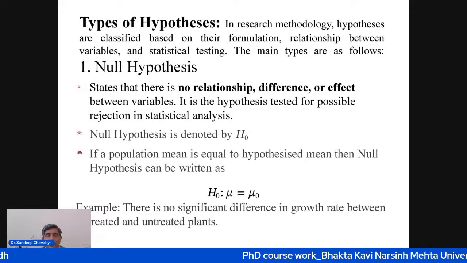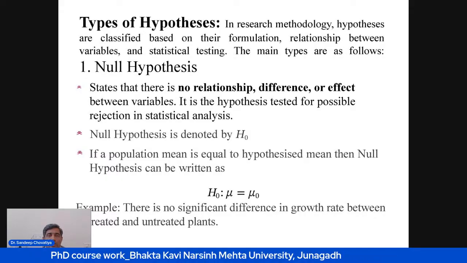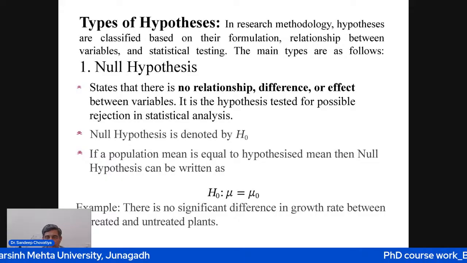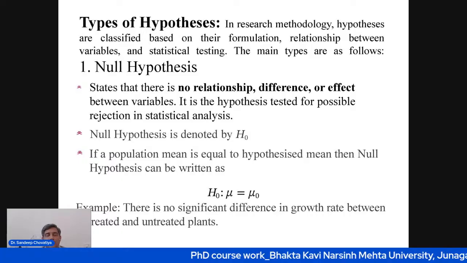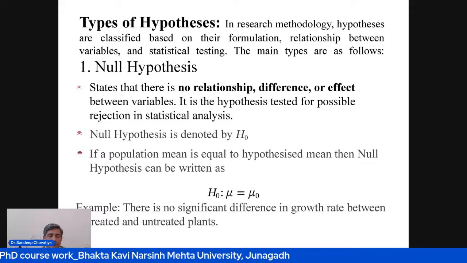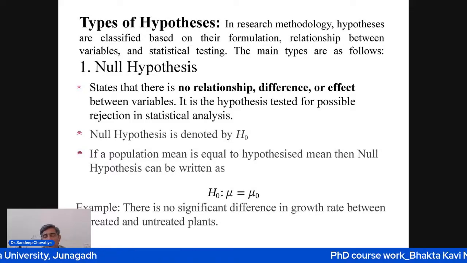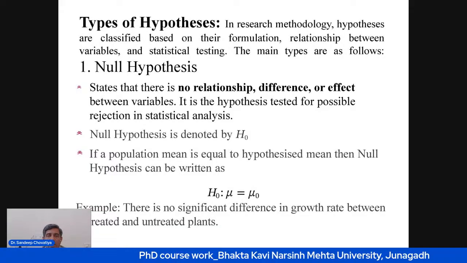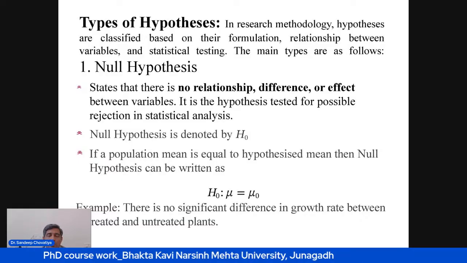First, the null hypothesis. In the null hypothesis, we state that there is no relation, difference or effect between the variables. It is the hypothesis tested for possible rejection in the statistical analysis. This is known as the null hypothesis, and it is denoted as H0. If a population mean is equal to our hypothetical mean, the null hypothesis can be written as H0: mu = mu0. Mu here is the population mean.